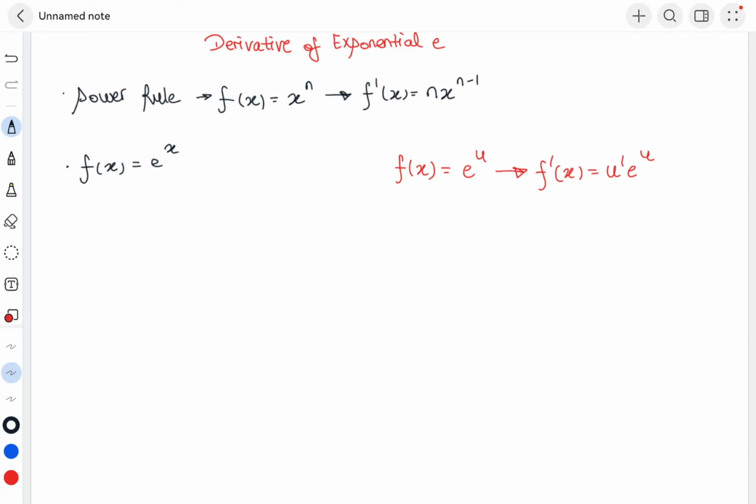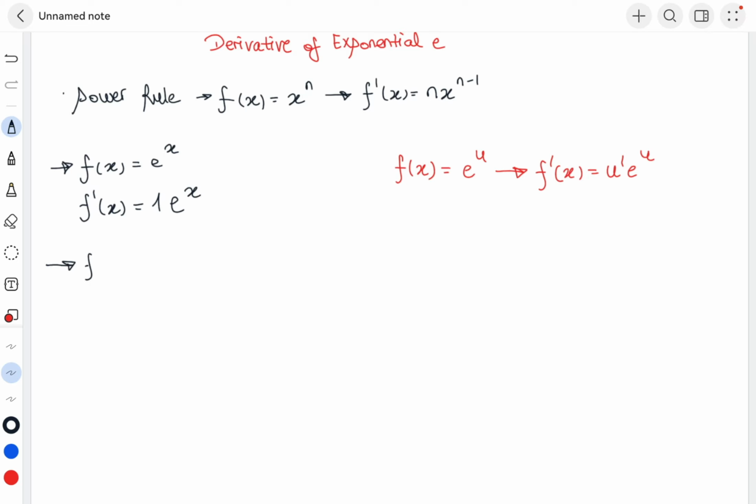So, let's start with this example right here. f of x is e to the power x. f prime of x will be the derivative of x, which is 1, times e to the power x. So no matter how many times we derive e to the x, it will always be e to the power x.